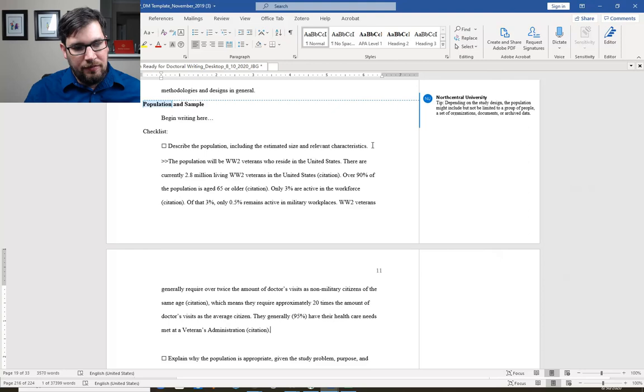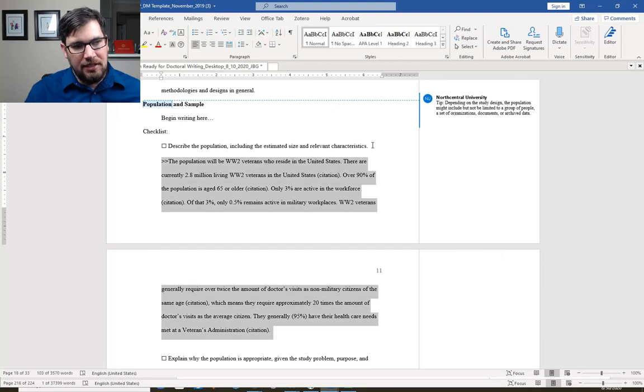Depending on what kind of study you're doing, you might share somewhat different information. But generally you want to hit some of the demographic issues and some of the statistics that will introduce the population to your reader. And so we'll pick up next with how the population aligns with the problem, purpose, and research questions.